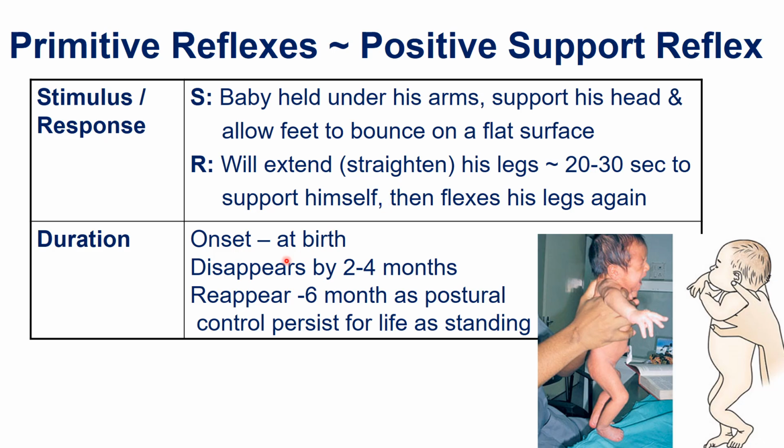This reflex is present at birth and disappears by 2 to 4 months, and again reappears at 6 months as a postural control reflex, which persists throughout life as a standing reflex, or it becomes a reflex turning to standing posture.